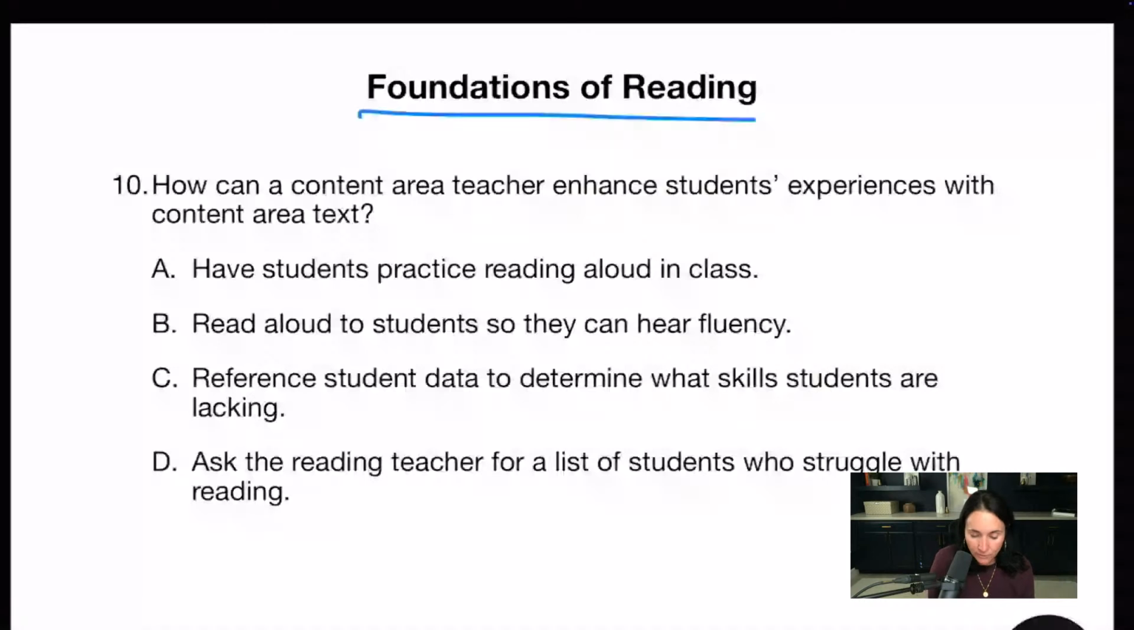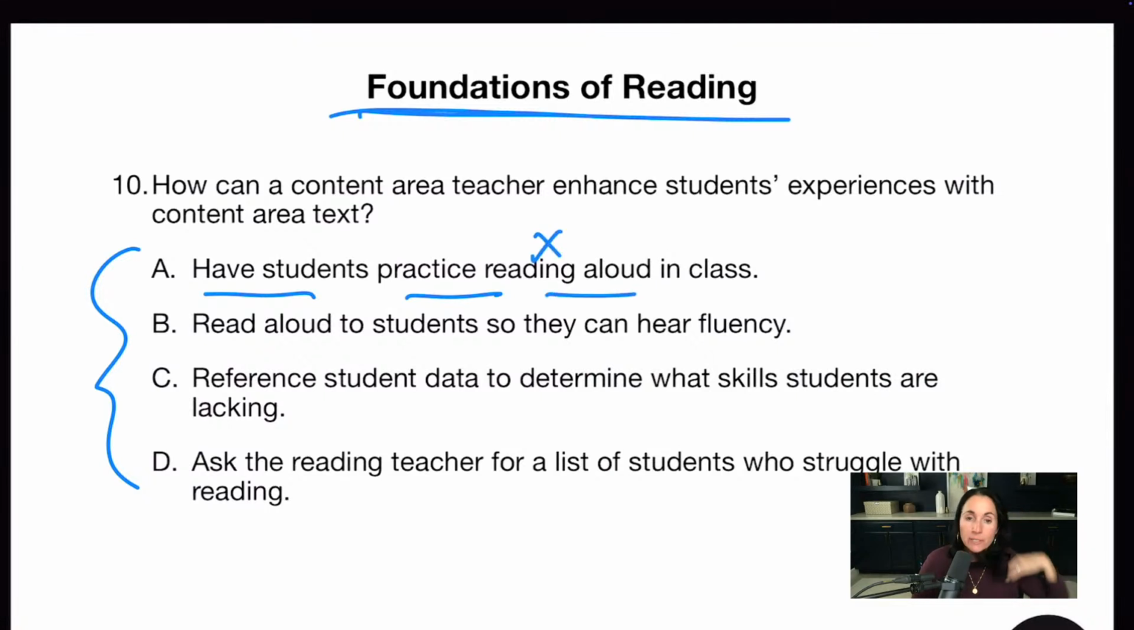All right, and this is the last one for the Foundations of Reading study guide, the free study guide that you have. This is number 10. All right, so let's go ahead and read the answer sheet. A, have students practice reading aloud in class? Typically, no. Do we read aloud in class?